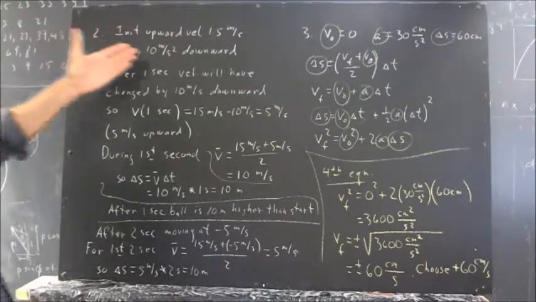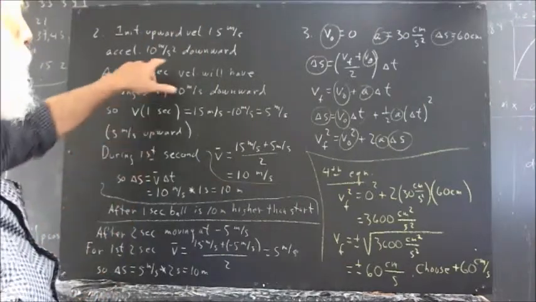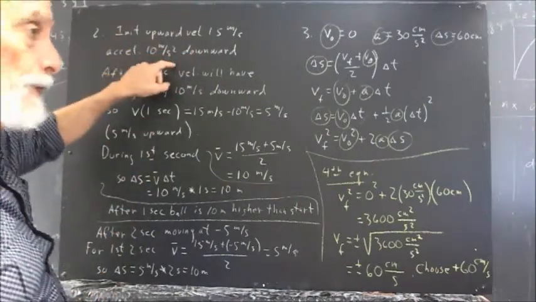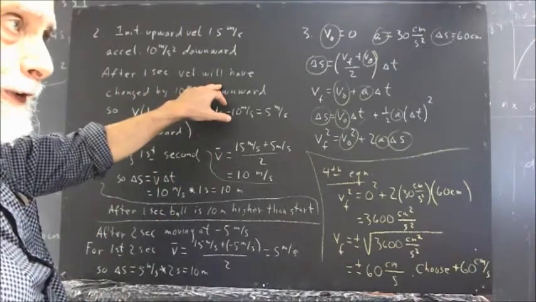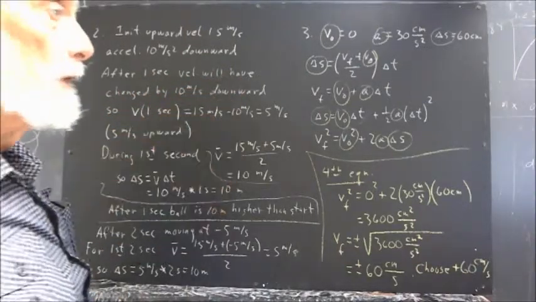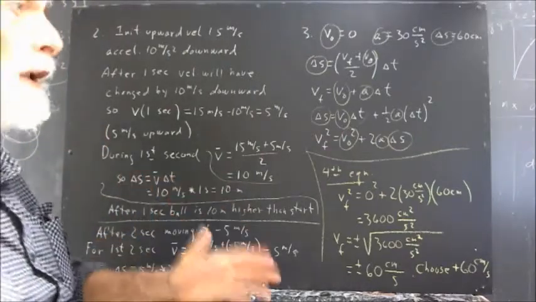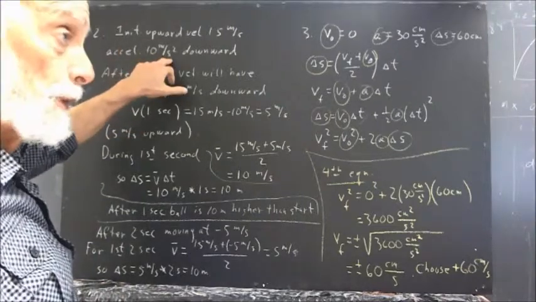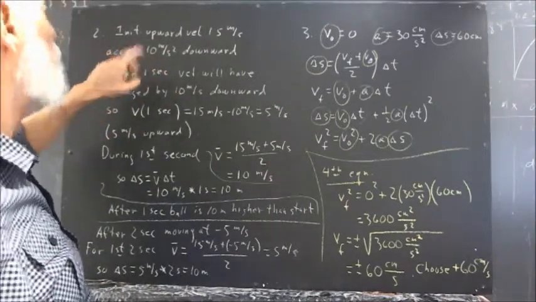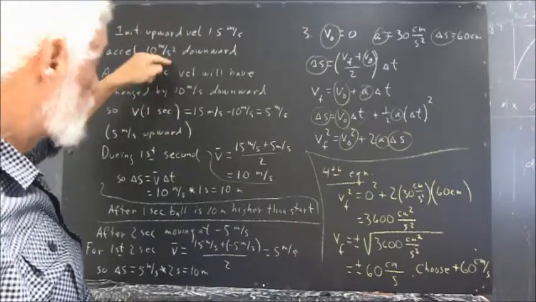Okay, in the second problem we have an initial upward velocity of 15 meters per second and a downward acceleration of 10 meters per second squared. So after 1 second, what's the velocity going to be? Again, I got good answers fairly quickly. People say, well, 5 meters per second, indicating that a lot of people understand what this 10 meters per second squared tells you: that the velocity changes by 10 meters per second downward every second.